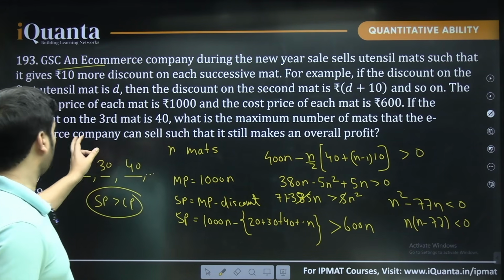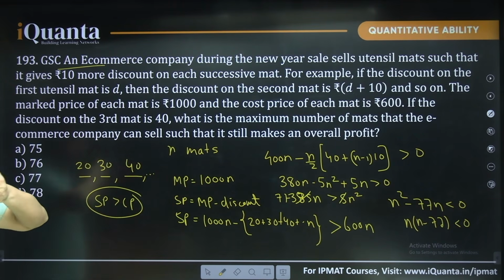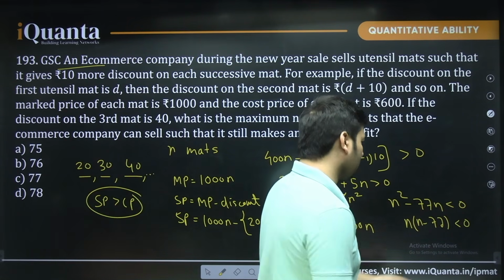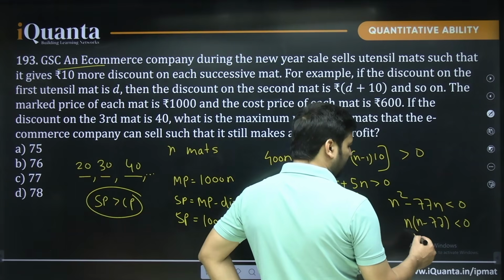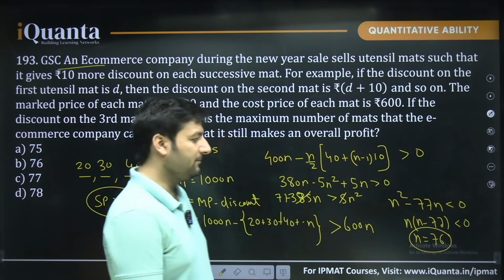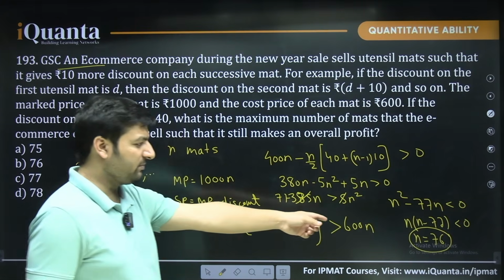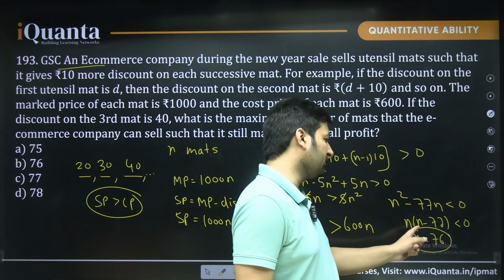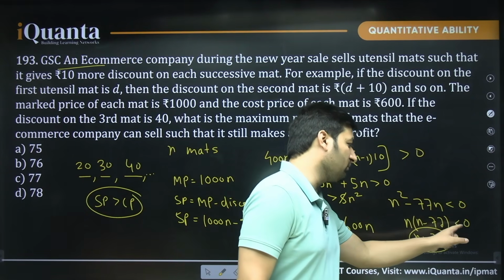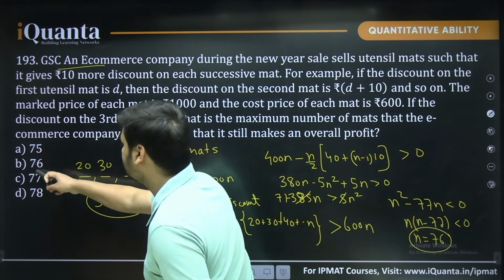So what should be the total number of mats that the e-commerce company can sell such that it still makes an overall profit? For this to be less than 0, what is the maximum value that n can take? n will be 76. Yes or no? The maximum value of n, because we wanted to sell the maximum number of mats. For this to become negative, n should be 76, because if you put 77, it is going to become equal to 0. If you put 78, it is going to become positive. We want it just less than 0. So 76 will be the answer. Do we have 76 as an option? Yes, this will be the answer.